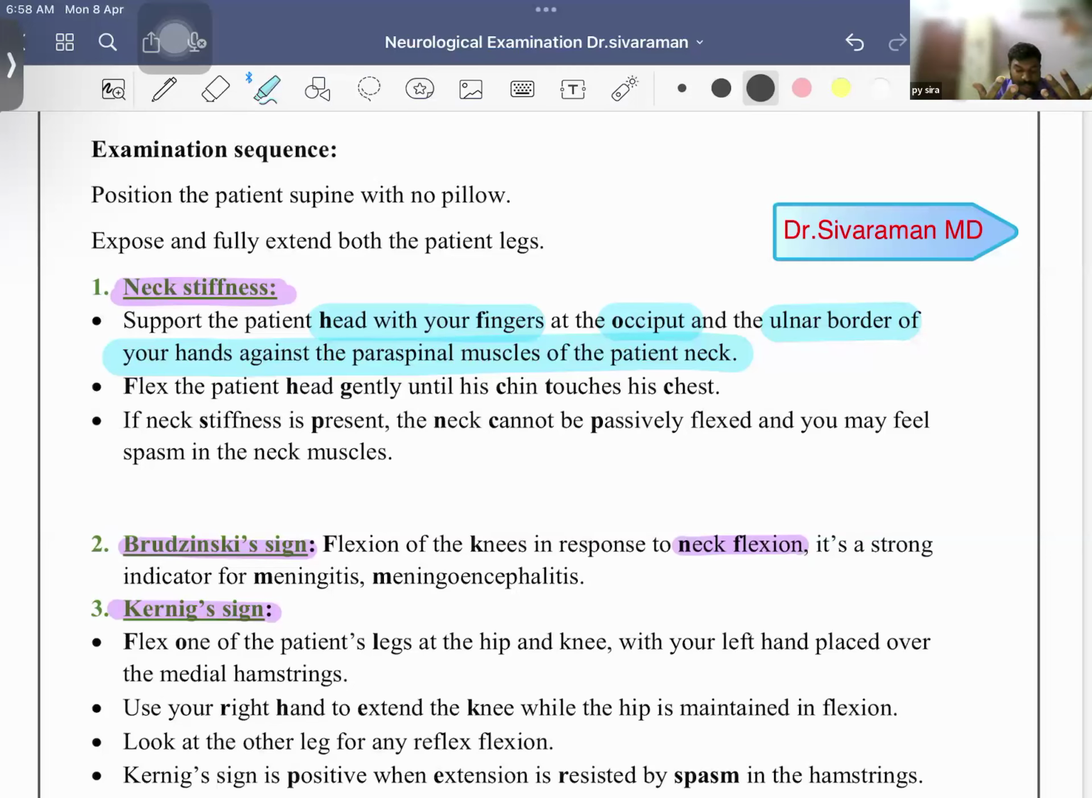Then flex the head gently until his chin touches the chest. If neck stiffness is present, the neck cannot be passively flexed and it may lead to spasm of the neck muscles. Because of the spasm of the neck muscles, they cannot do that. That is called neck stiffness.